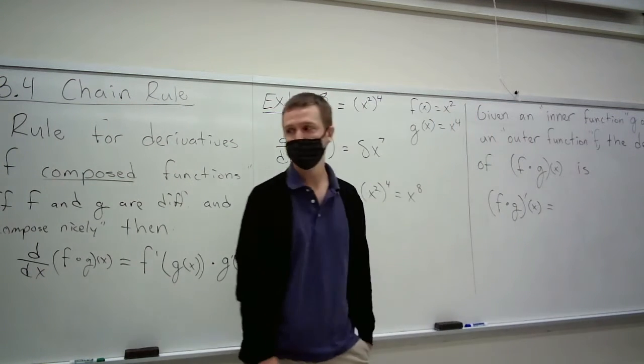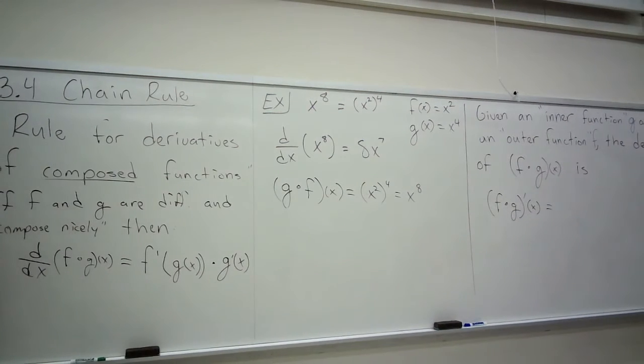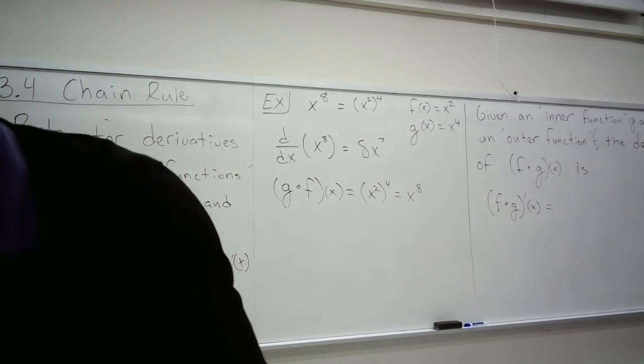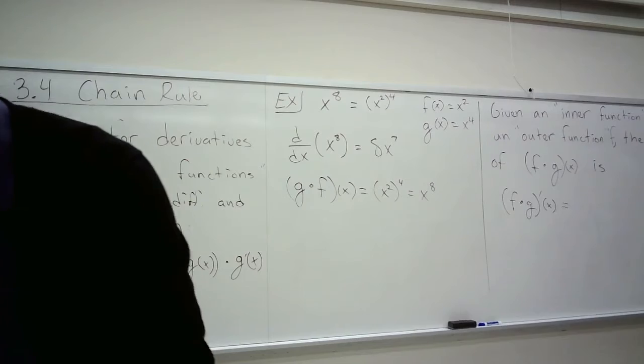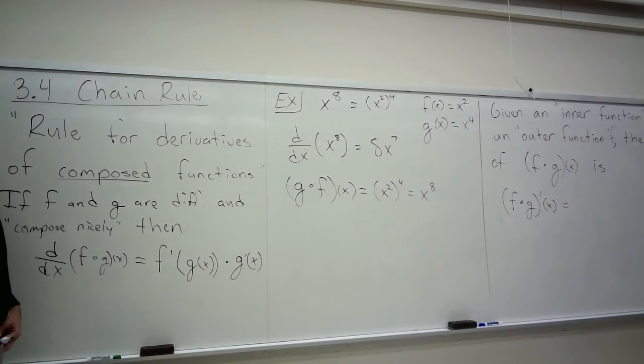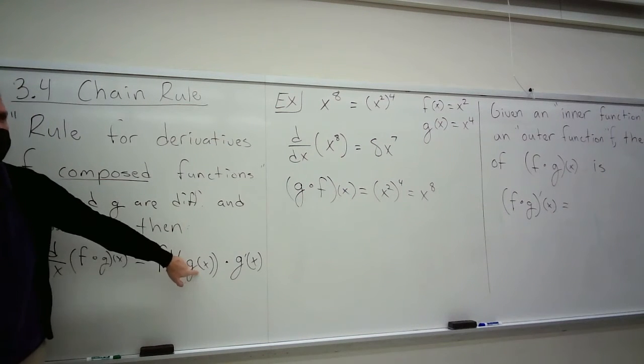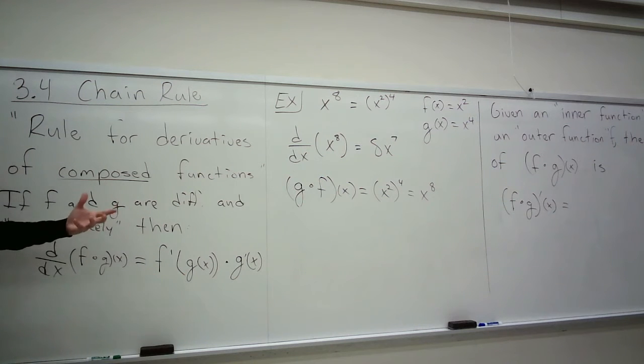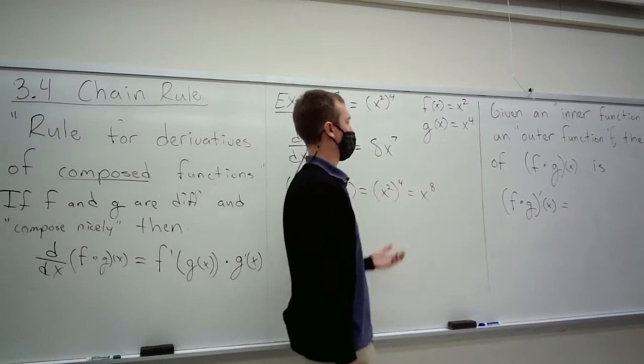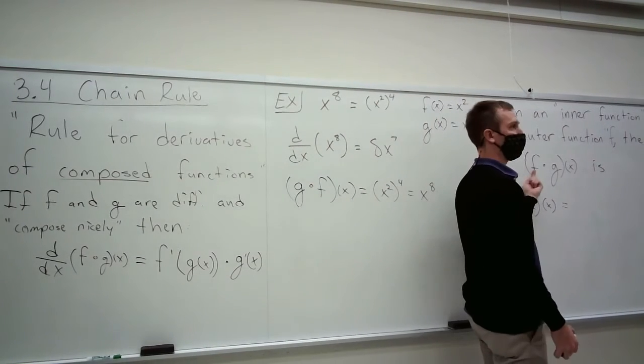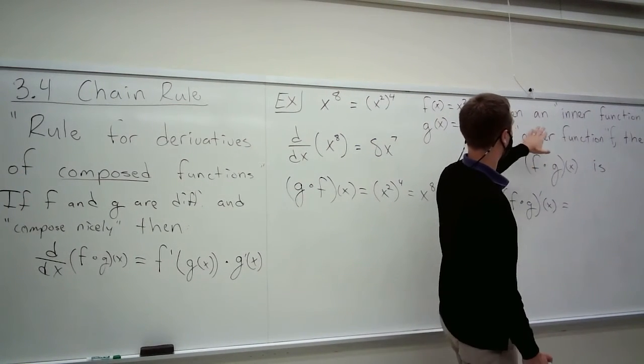In other words, camera's still more or less pointed in the right way. In other words, function composition has this kind of inner and outer idea. There's a function that gets plugged in, and there's a function that's really on the outside. There's an inner function that gives the first result, and the outer function takes that result. So sometimes it's referred to in this way.